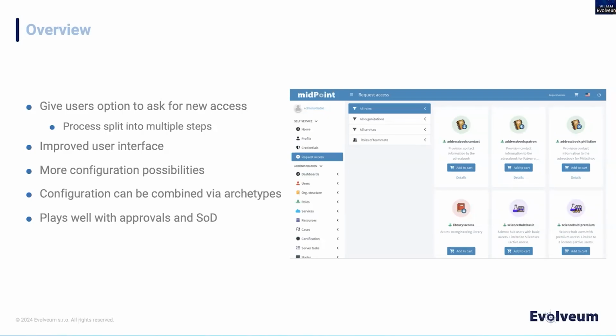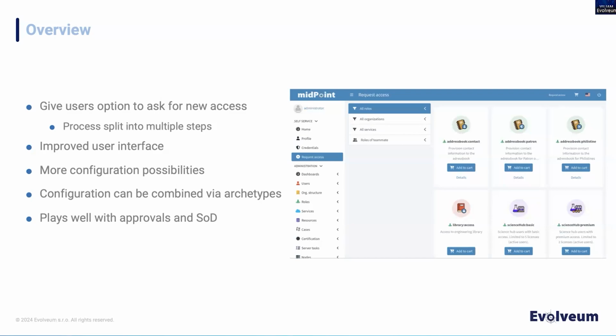After 4.6, we did a lot of redesign and a lot of improvements in there. We improved user interface. Also, we worked quite a lot on the user experience of the whole process when requesting for the access. We thought about configuration possibilities. We had a lot of discussions with our partners and people who are deploying Midpoint. And we came up with the, I would say, the new request access wizard. We will spend most of the time today within this wizard and its configuration.